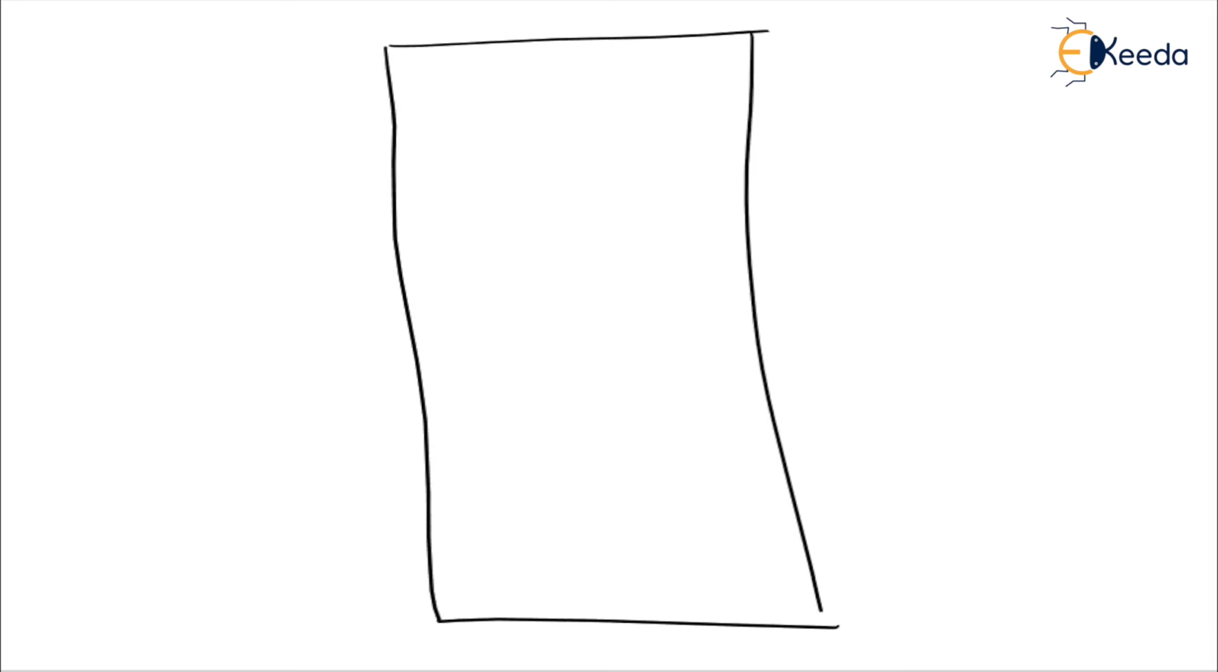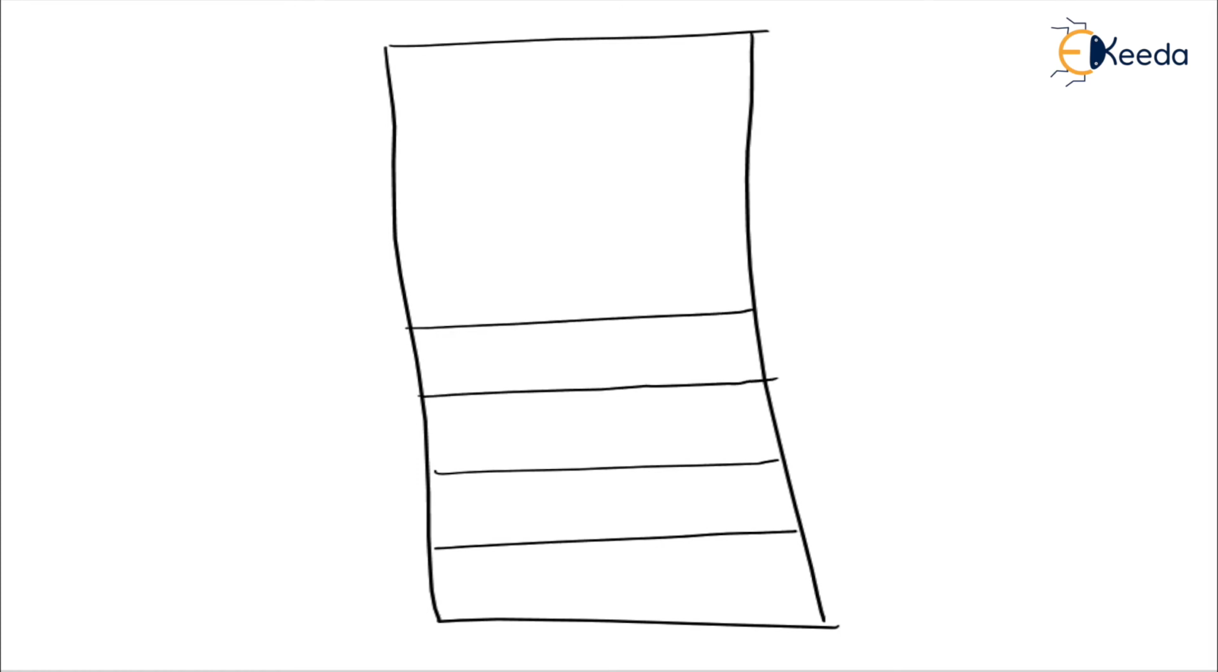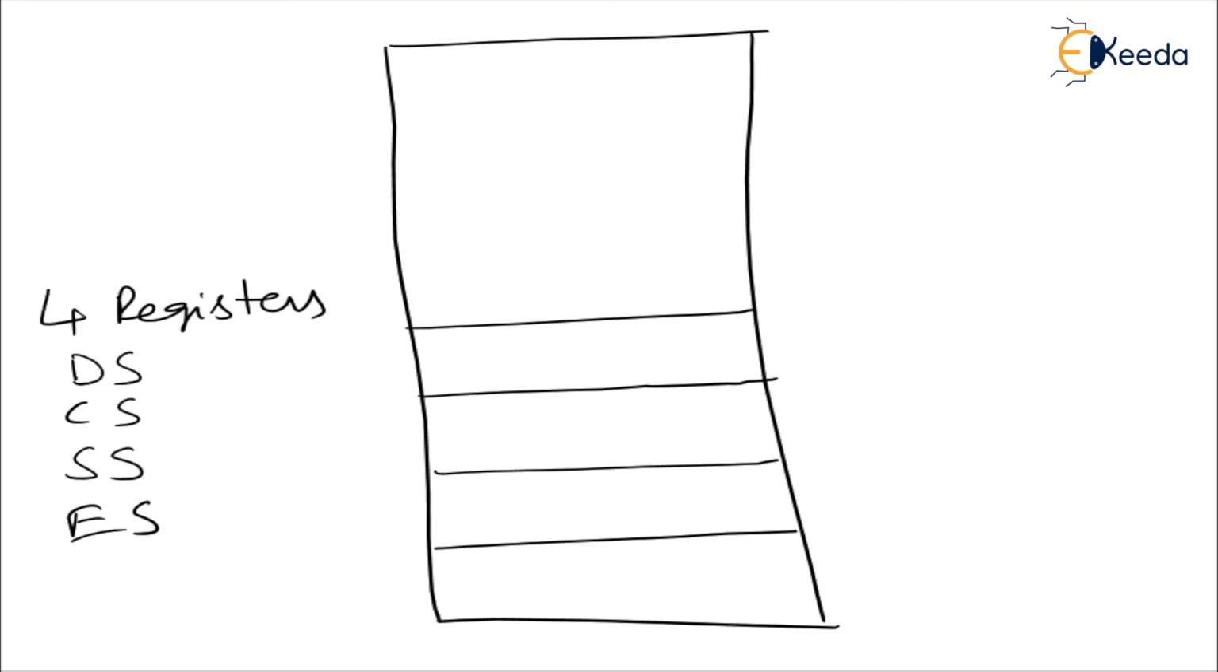Out of 16 segments, the 8086 microprocessor is using only 4 segments. Why? Because we have only 4 registers. What are the 4 registers according to the segments? Data segment, code segment, stack segment and extra segment. That's why we are using only 4 segments out of 16.